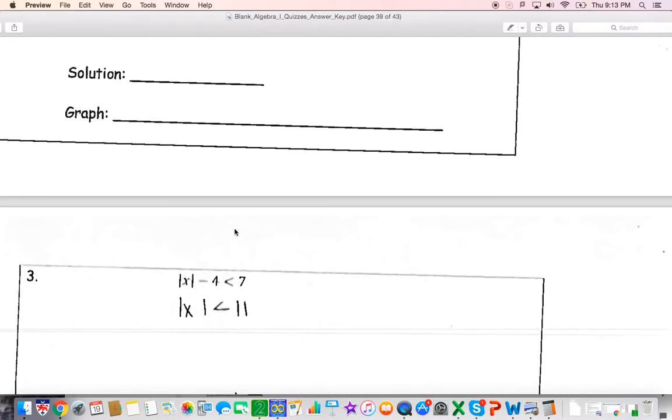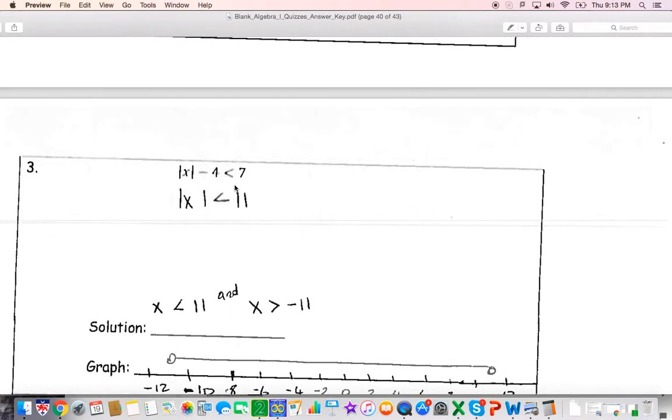So let's keep going. All right, so here we have an inequality where the absolute value part is not yet isolated. Always before you start setting up your absolute value inequalities, make sure that your absolute value part is isolated. So we have to go ahead and add 4 to both sides so we can isolate the absolute value part of the inequality. So now we have that the absolute value of x is less than 11. So now from there we can set up both of our inequalities.